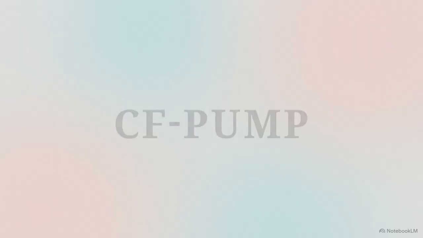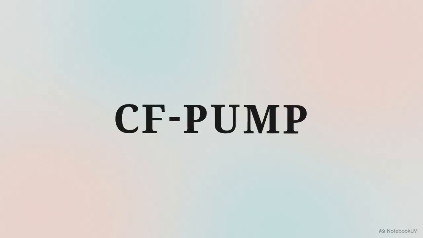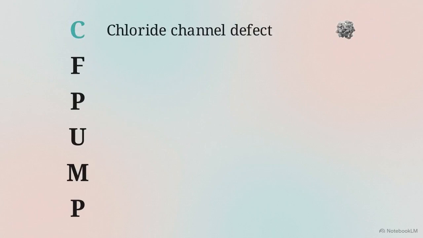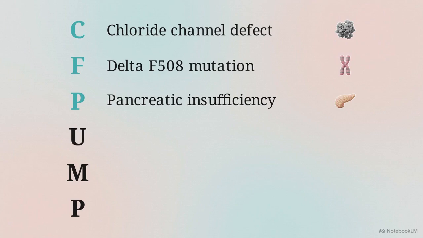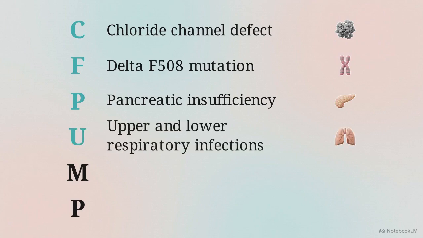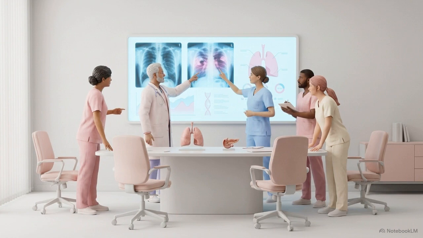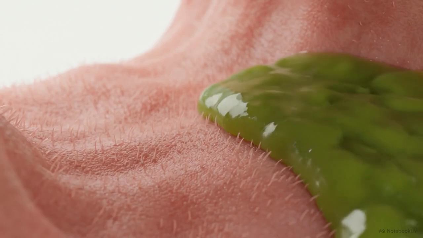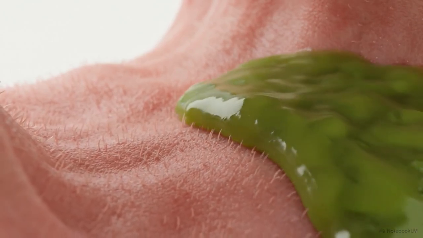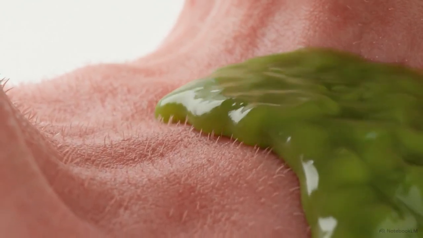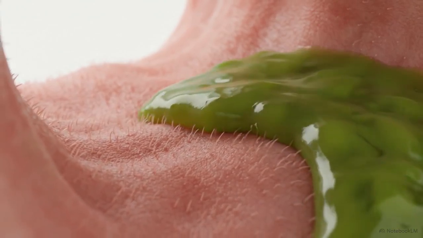To anchor this, use the CF pump heuristic. C for chloride channel defect, F for delta F508 mutation, P for pancreatic insufficiency, U for upper and lower respiratory infections, male for male infertility, and pilocarpine for a sweat test. Treating cystic fibrosis demands rigorous, multidisciplinary vigilance. You are counteracting a relentless cellular defect that systematically breaks down the body, from the first breath to the final surgical intervention.